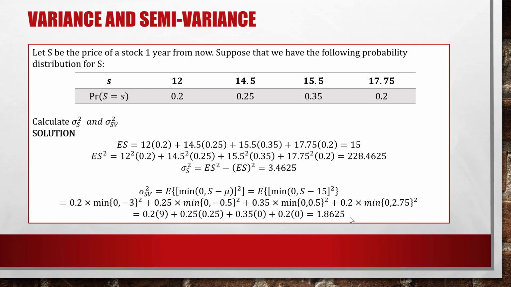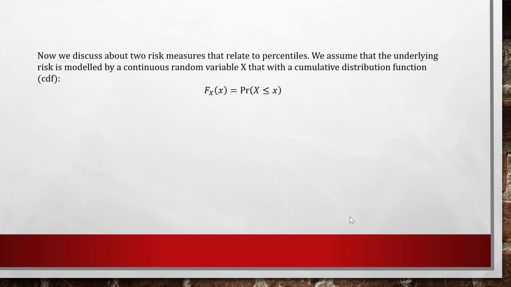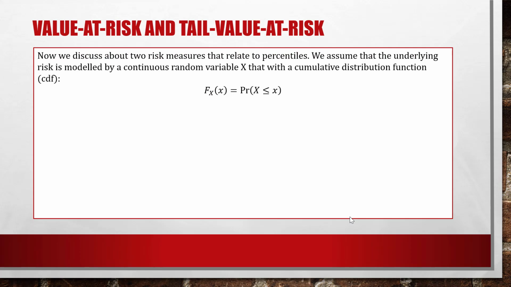So here we have the semi-variance. That means we should consider only the negative deviation. For the variance, we consider both positive and negative deviation. But here we consider only the negative deviation. Alright. Now we look at the last two, value at risk and tail value at risk.